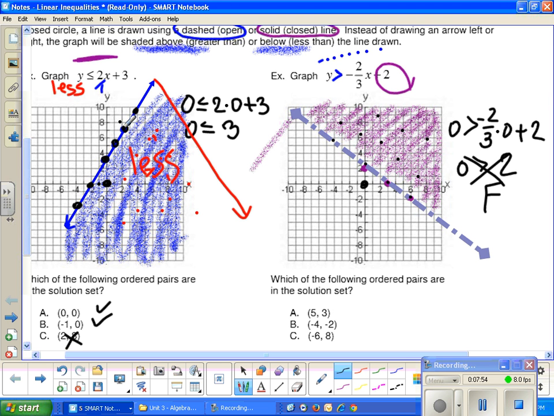So is 5, 3 a solution here? Yes. Is negative 4, negative 2? Nope. Is negative 6, 8? Yes. If it simply said pick a solution in the area, anything in here is a solution.